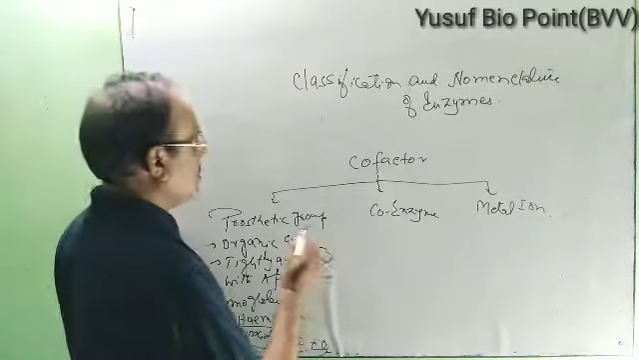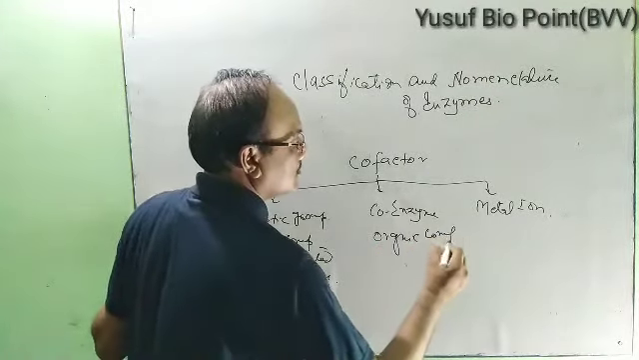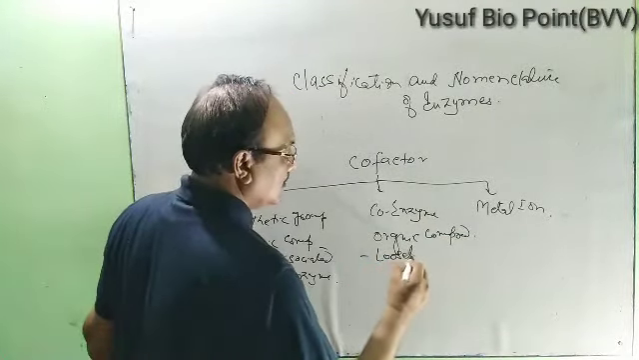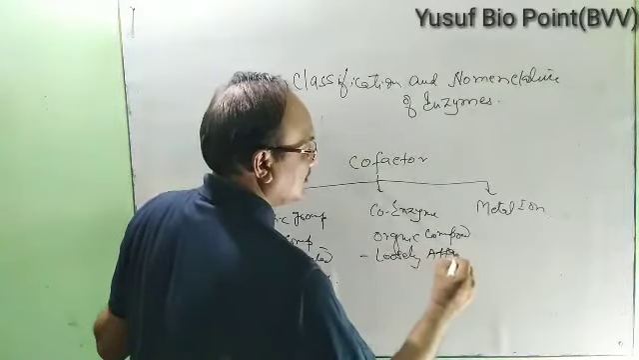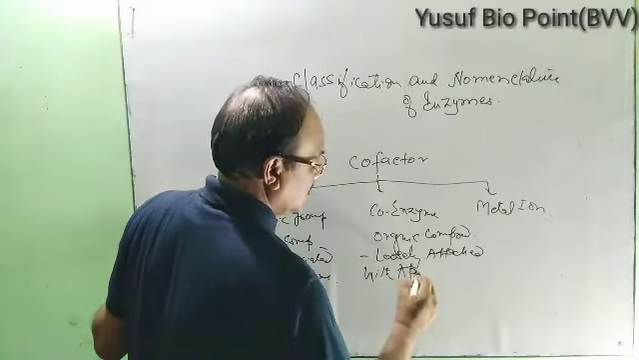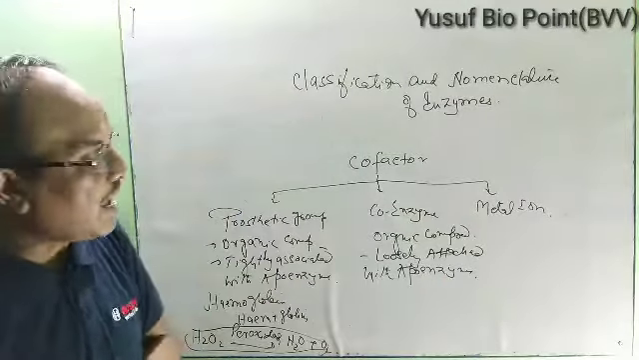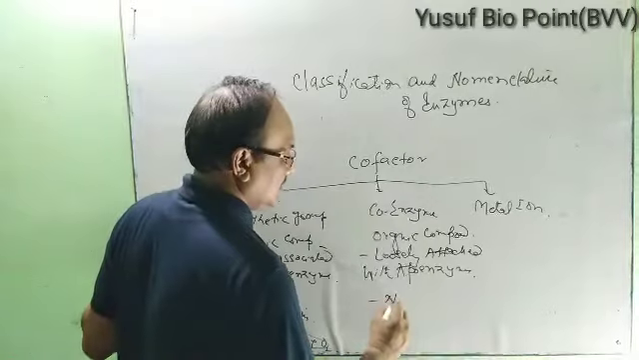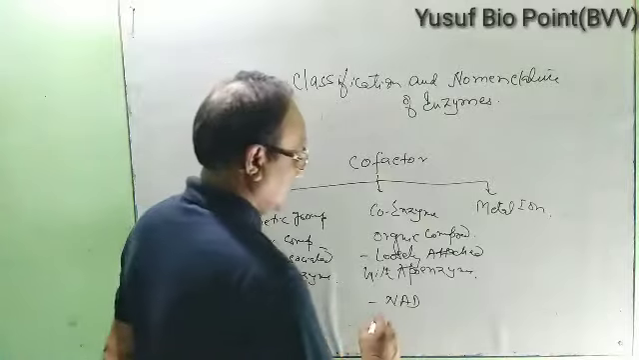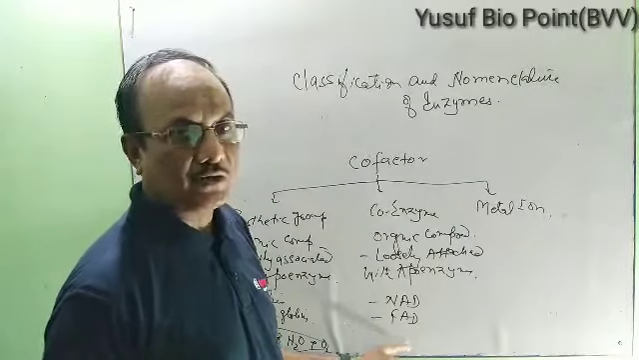Now coenzyme. Coenzyme is also an organic compound, but it is loosely attached with apoenzymes. Examples: NAD, that is nicotinamide adenine dinucleotide; FAD, flavin adenine dinucleotide.